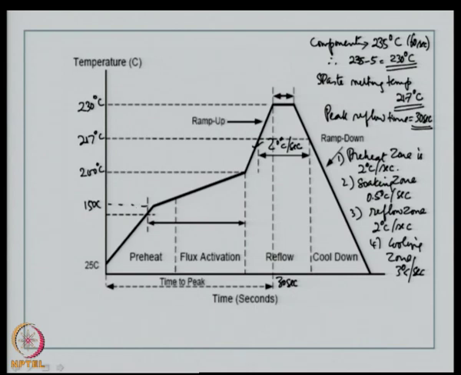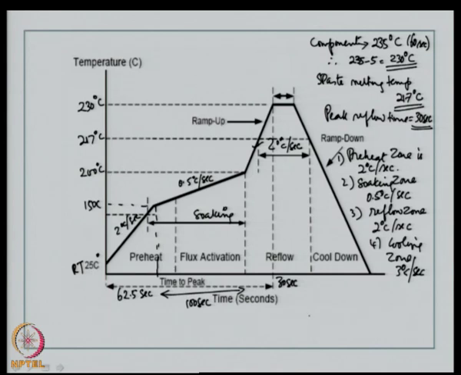So, preheat zone, this is 25 degrees centigrade room temperature, typically could be at 2 degrees centigrade per second. So, 25 to 150 degrees centigrade, this could end up in 62.5 seconds. Then we have the soaking zone or the activation zone, we said it is 0.5 degrees centigrade per second, right. So, this could be 100 seconds.